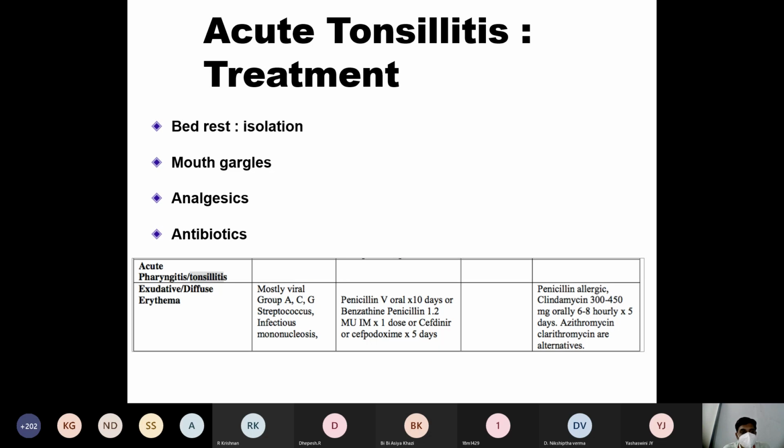Apart from treatment, before treatment, you should do something. What is missed out in the management in the slides? Something missed out?